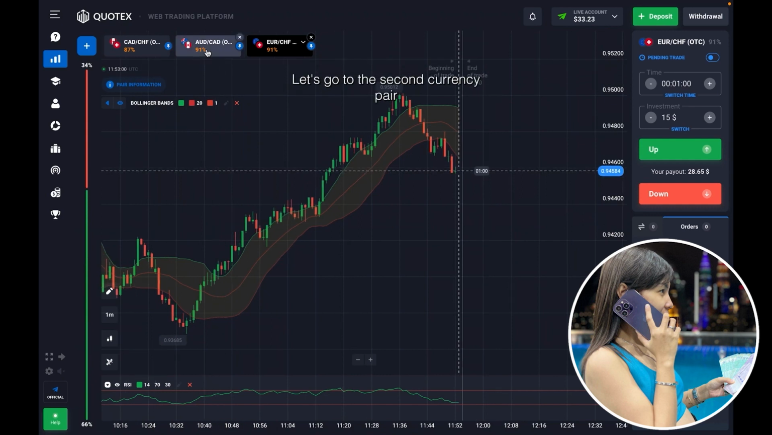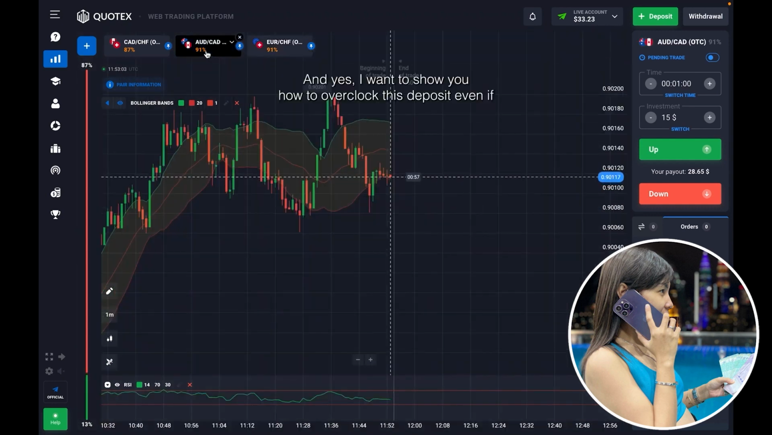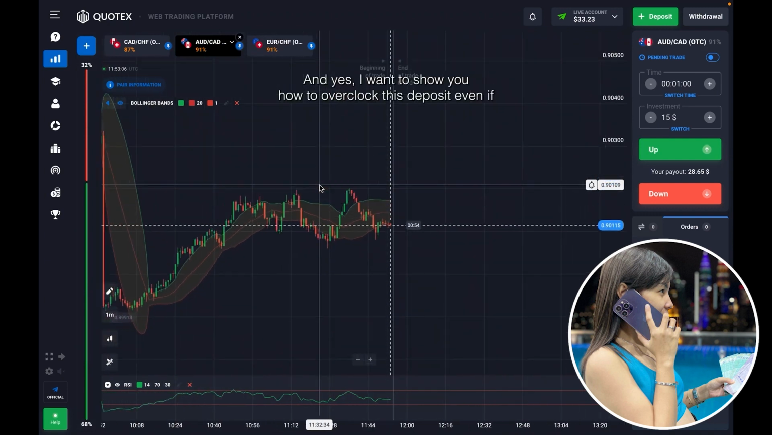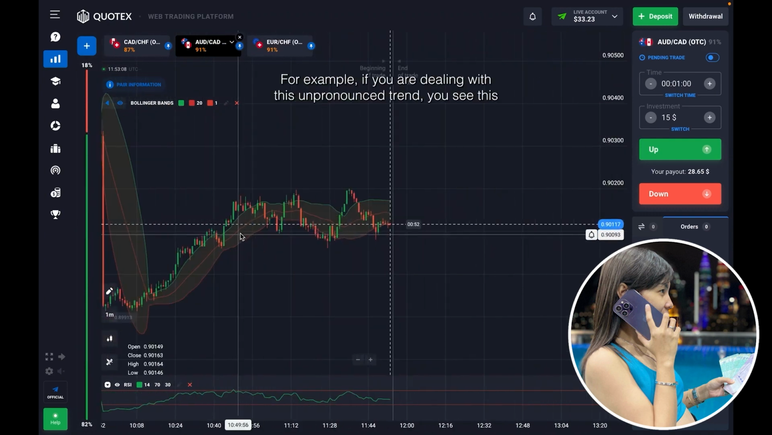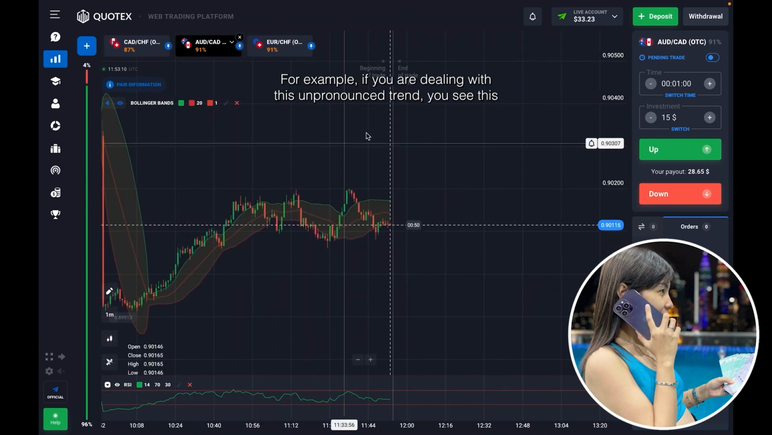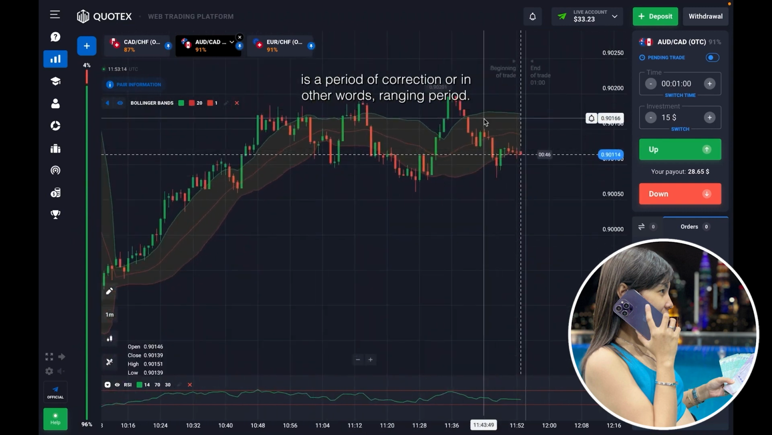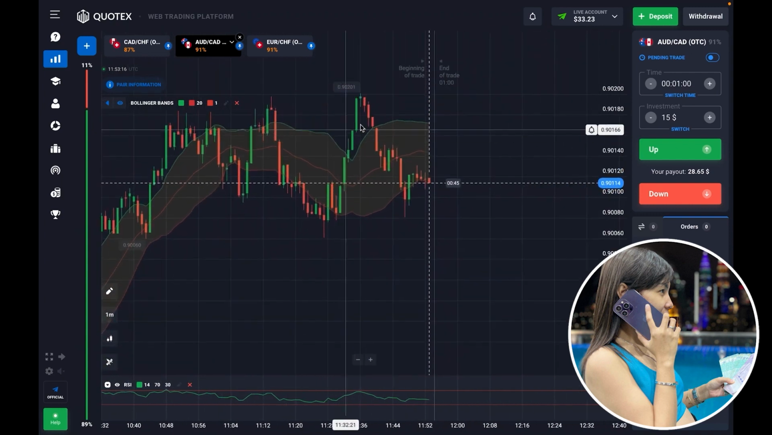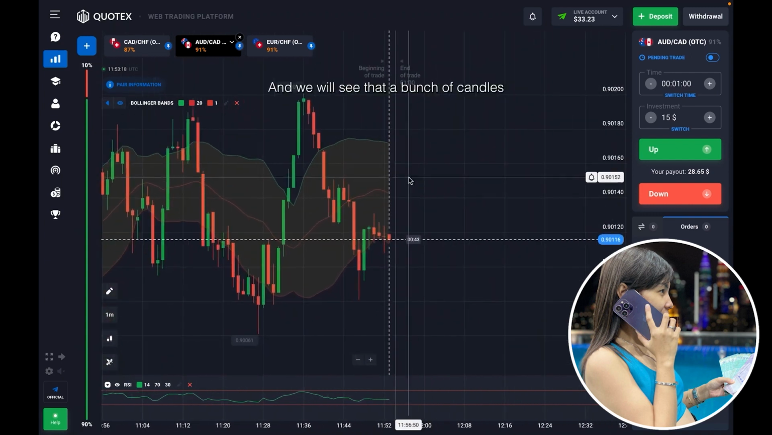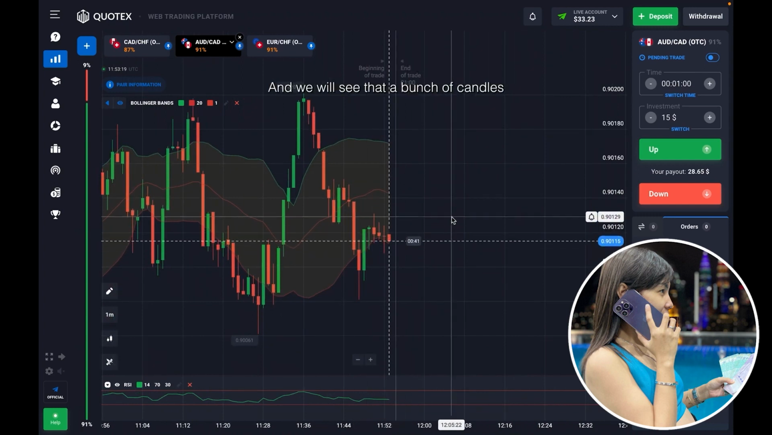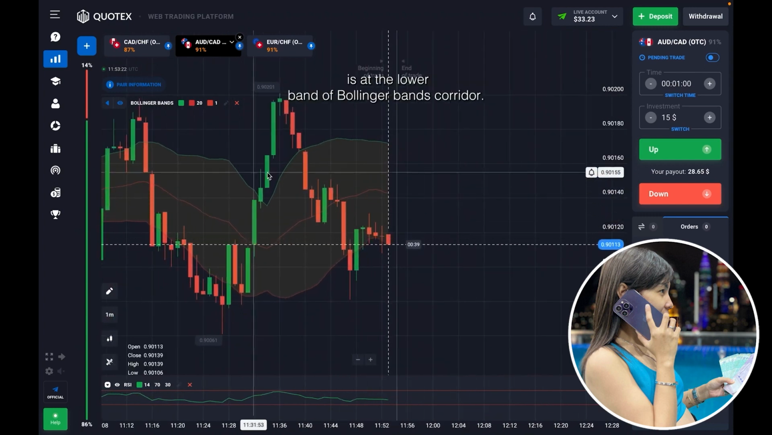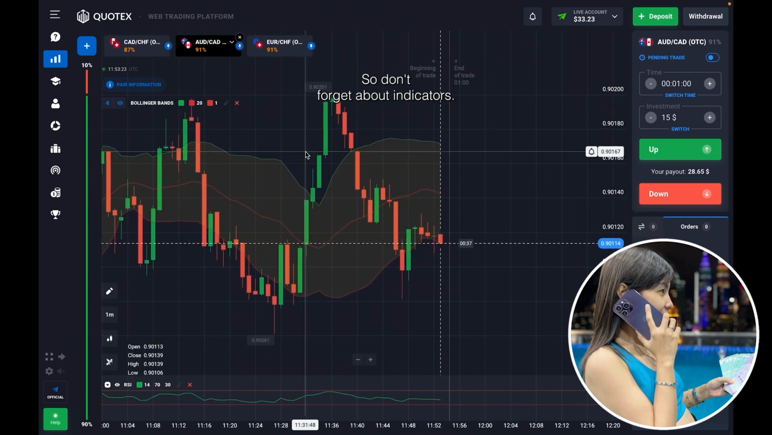Let's go to my second currency pair. I want to show you how to overclock this deposit even if you can't see a pronounced trend. For example, if you're dealing with this unpronounced trend, you see there's a period of correction, or in other words, a regime period. And we'll see that a bunch of candles is below the lower band of the Bollinger Bands corridor. So don't forget about indicators.